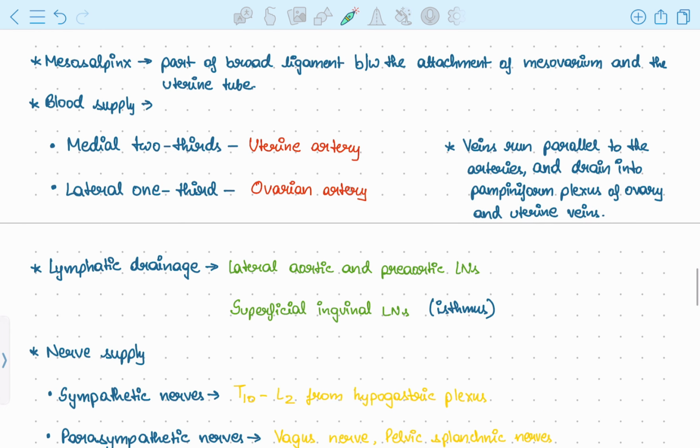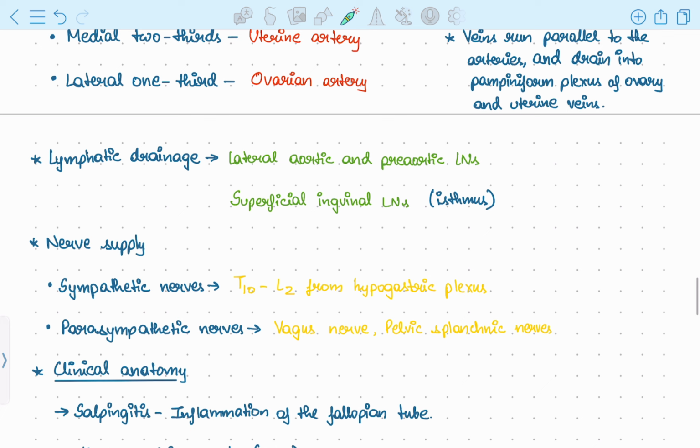Understood? Now similarly veins इसके साथ साथ run करेंगी, same veins. So uterine artery के साथ there will run the uterine veins, and ovarian artery के साथ पहले pampiniform plexus of ovary run करेगा, and उसके बाद it will form the ovarian vein. Okay. Now lymphatic drainage is the same, lateral aortic and pre-aortic lymph nodes. Another thing you can remember is that isthmus drains into the superficial inguinal lymph nodes. Okay.